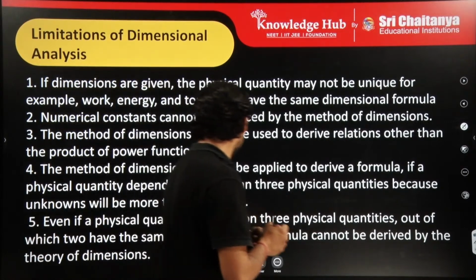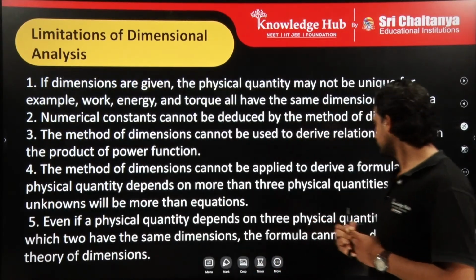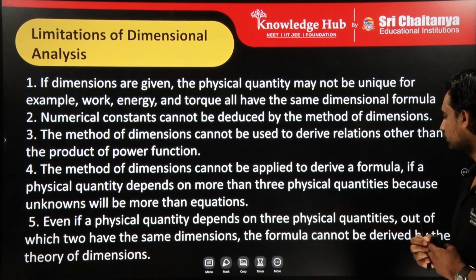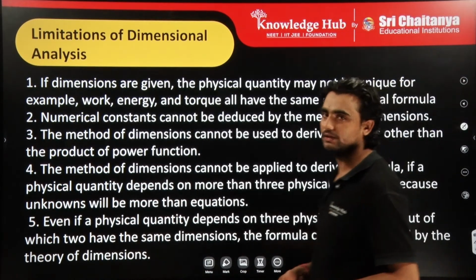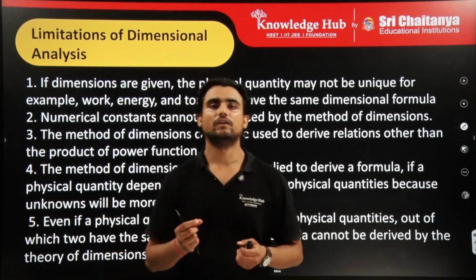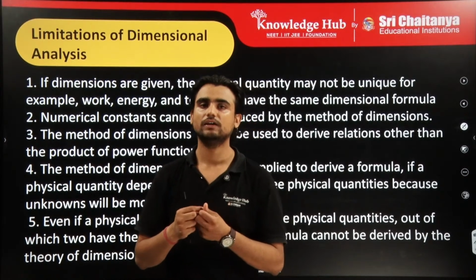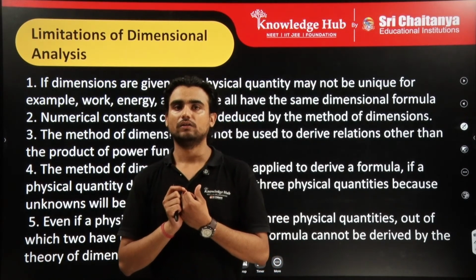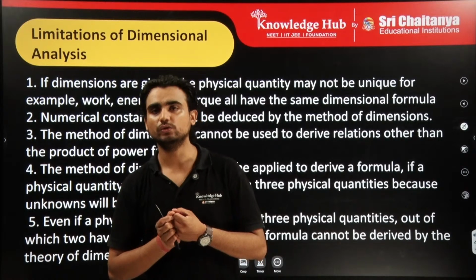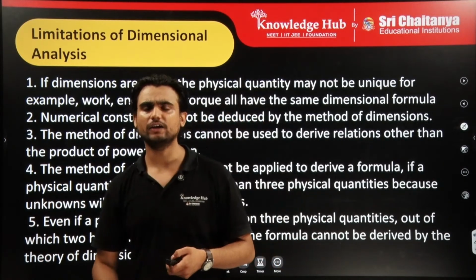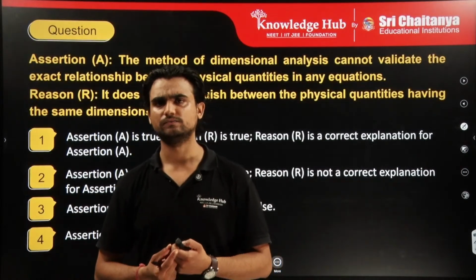And the last is, even if a physical quantity depends on 3 physical quantities, out of which 2 have the same dimensions, the formula cannot be derived. Again the same thing. If in a formula I have energy and work both, then I will get confused about which formula I have to use. So these are some limitations which you should know. The main limitation is that I cannot find the numerical constant.